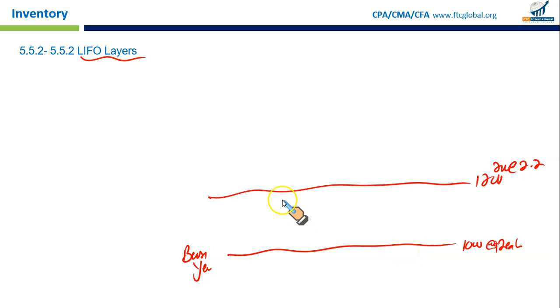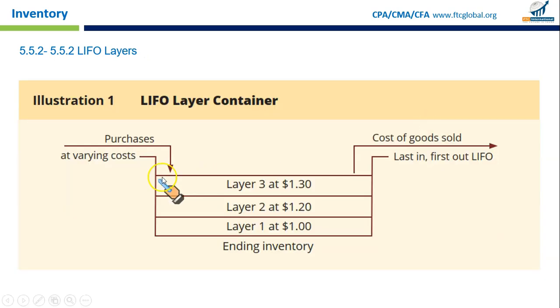So the first items you bought stay in your inventory for the longest time, and you only sell or use them when you completely sell all the newer layers first. So this process keeps on adding layer after layer at different prices. You can say that LIFO layers are like stacking boxes of products where you always take from the top box, meaning the latest purchase, while the boxes underneath remain in storage until they are needed.